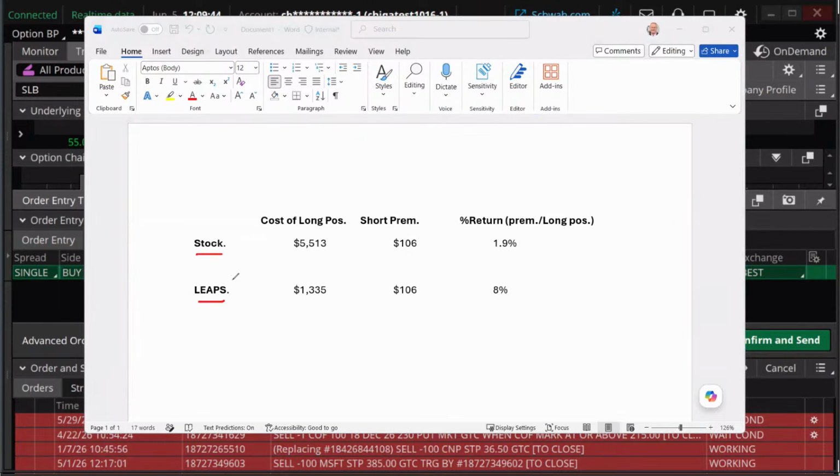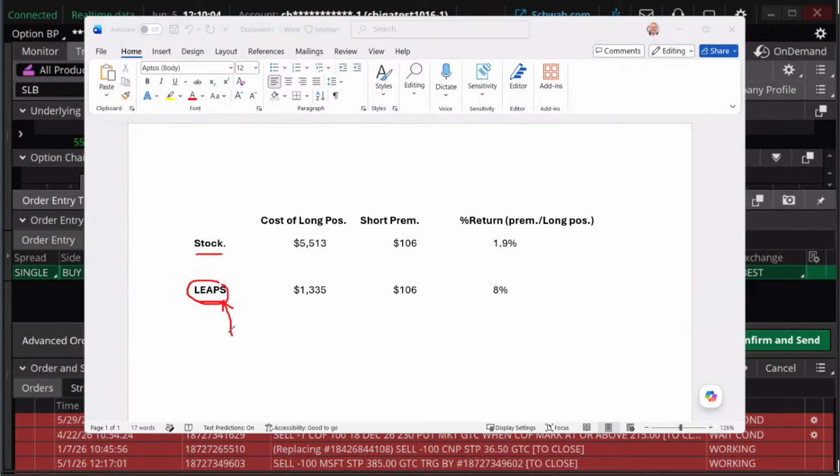Now, there's a difference between buying stock and buying LEAPS contracts. This is an options contract. Number one, this has an expiration date. That's one difference. If the stock pays a dividend, and Schlumberger does pay a dividend, you don't get the dividend on the LEAPS contract.